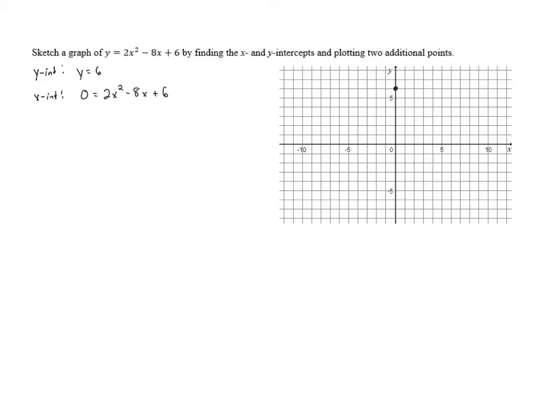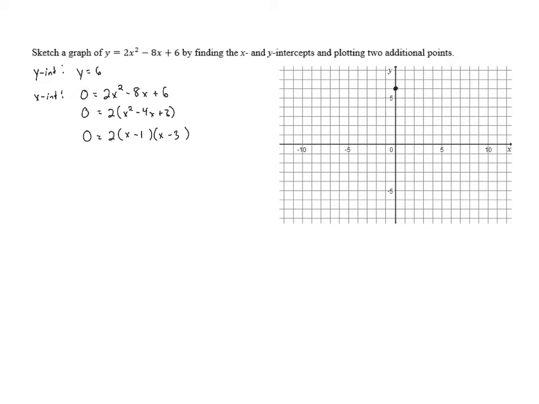We can do this by factoring. The first thing we can do is factor out a GCF of 2, because all of these terms are divisible by 2. So that gives us 2 times x squared minus 4x plus 3. And then to factor the leftovers, we can use the unfoiling method. We need two numbers that have a product of 3 and a sum of -4. Those numbers are -1 and -3.